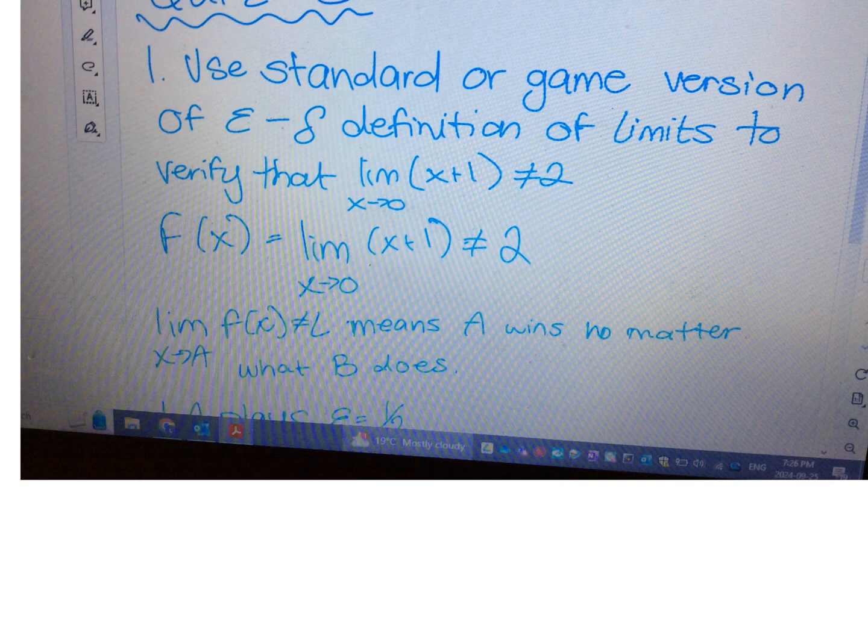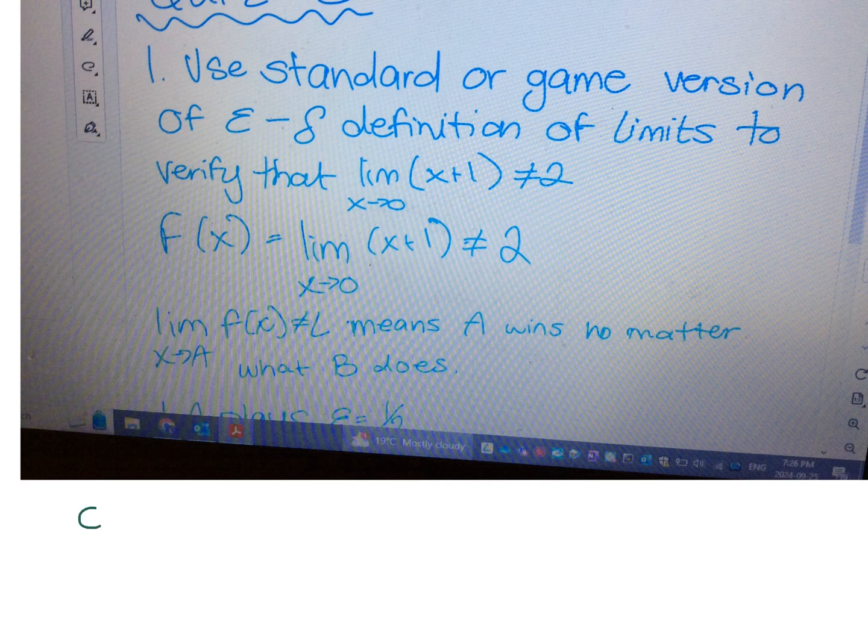So for this one, what I would do, like your approach is to play the game. My approach is to always use the standard version. And so what I would do is just go ahead and try to prove that it is true, and then you're going to contradict that, and then you have to conclude that it's not true. So I would set this up as the delta epsilon definition.